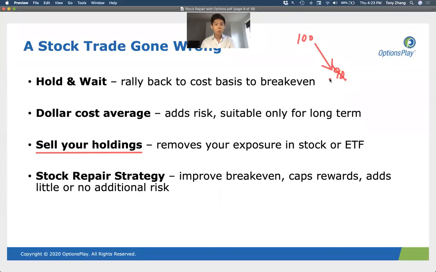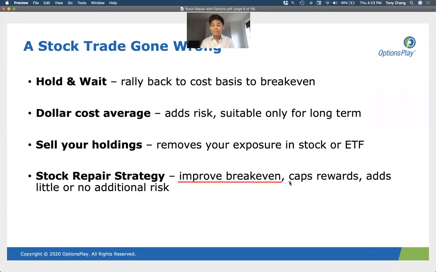And lastly, we have the stock repair strategy. And the stock repair strategy, for all intents and purposes, is somewhat similar to dollar cost averaging. But the difference between the stock repair strategy and dollar cost averaging is that you're trying to improve your break-even price.